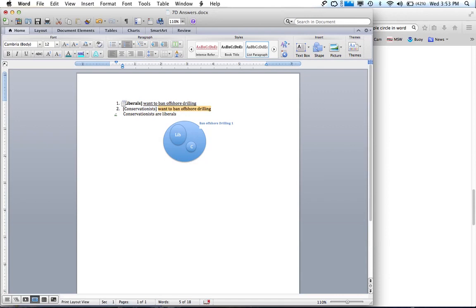That is a highly probable premise. But I'm sure there's some liberals out there that own stock in oil and are okay with offshore drilling. And the same is true of conservationists. So in this case, the major premise is unacceptable. The minor premise is unacceptable. The structure, as we've already identified, is invalid because the diagram doesn't match what the conclusion says. So in this case, because you have unacceptable premises, invalid structure, the argument is unsound.